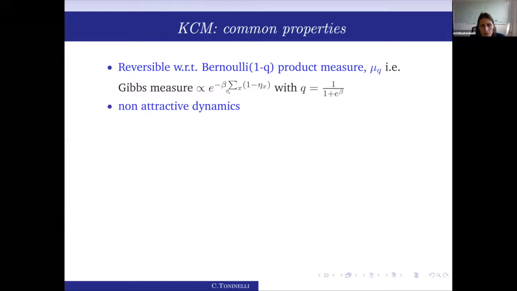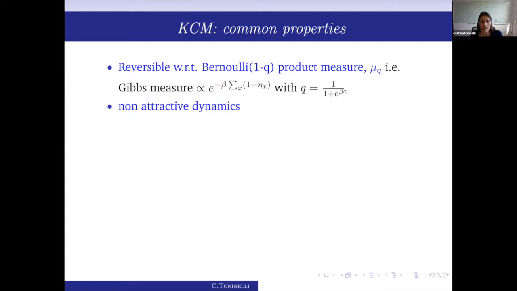This is the same thing as saying that the dynamics is reversible with respect to a Gibbs measure which has no interaction. So the Hamiltonian is simply the sum of the occupation variables. And if we want to make the link between the inverse temperature and the density parameter of the empty sites, this is the formula: the density of empty sites is inversely proportional to the exponential of beta.